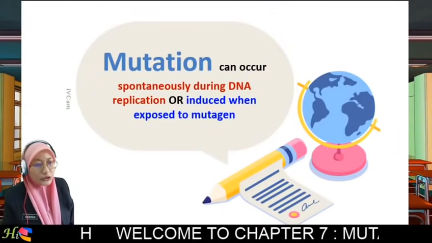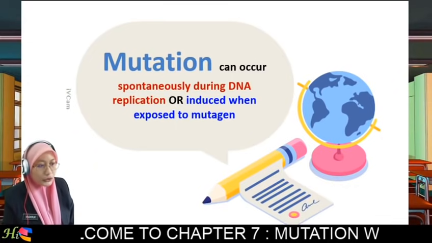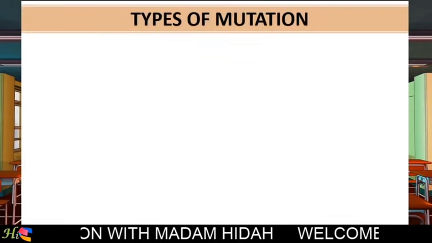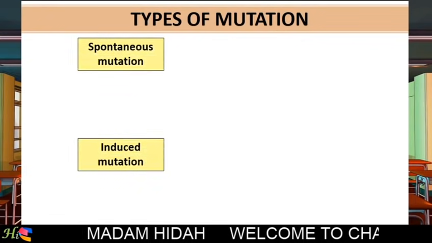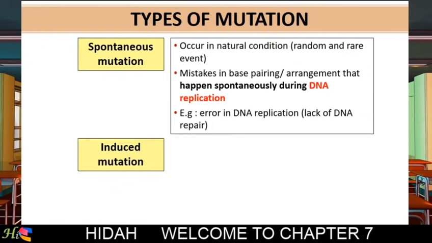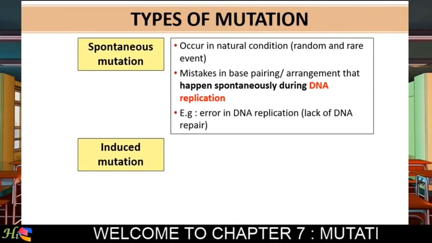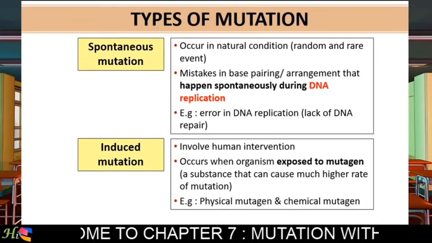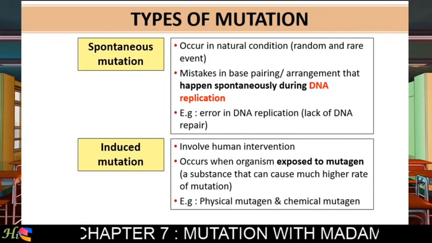What causes mutation to occur? Mutation can occur spontaneously or can be induced when an organism is exposed to mutagen. The cause of mutation can later divide mutation into two different types: spontaneous mutation and induced mutation. Spontaneous mutation occurs naturally and randomly due to the mistake in base pairing during DNA replication, whereas induced mutation occurs when an organism had been exposed to certain limit of mutagen.